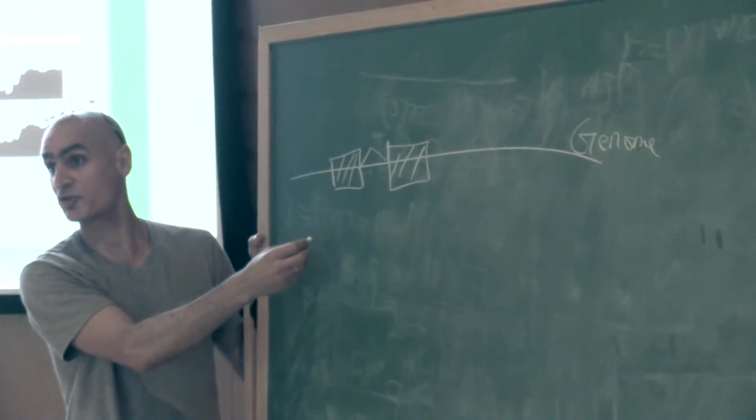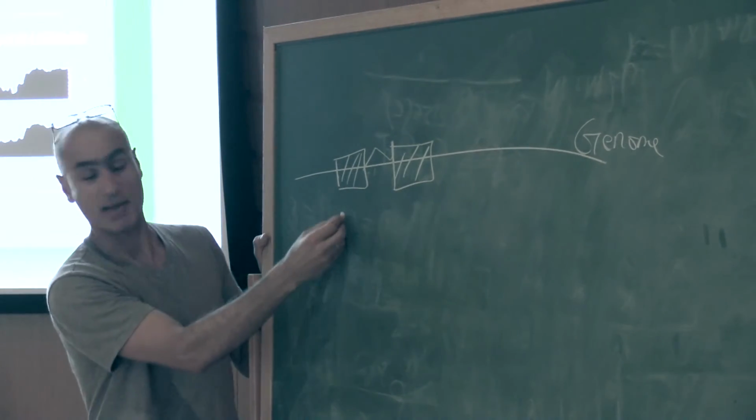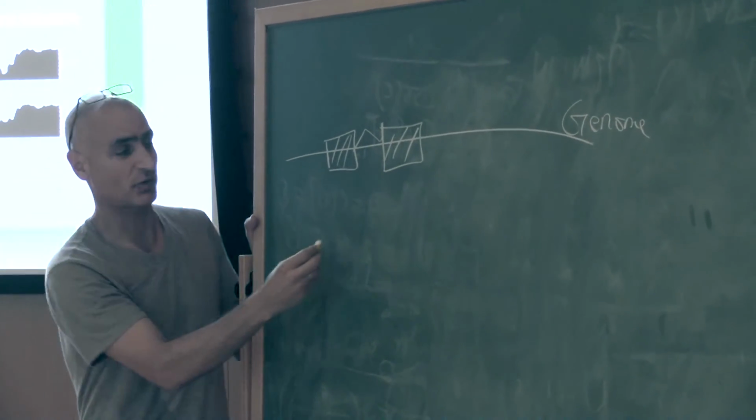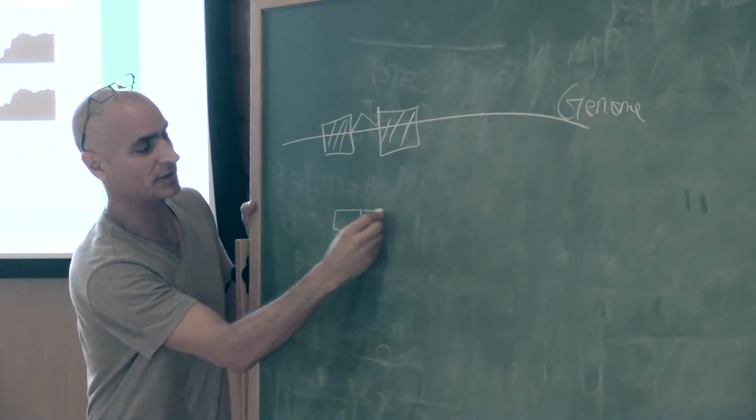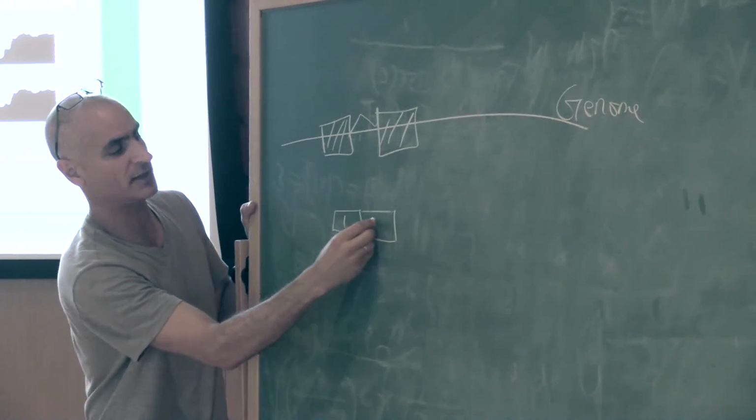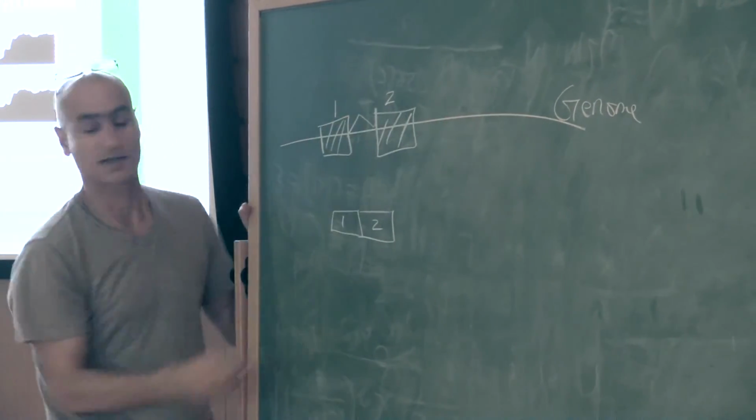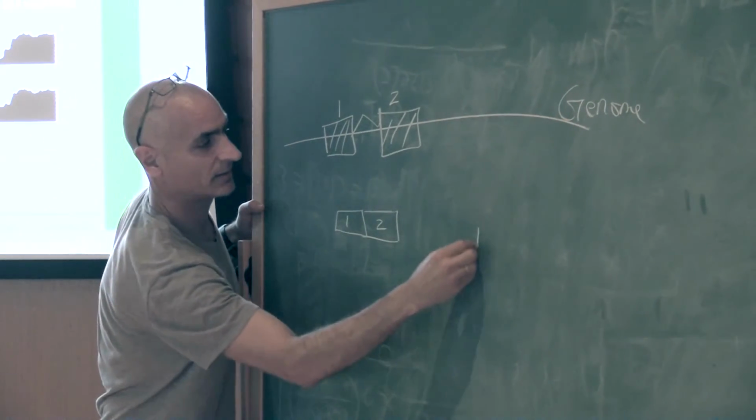When this is transcribed, these exons are going to be made into RNA and they're going to be spliced together. So what it's going to look like in your RNA is essentially this: here's exon 1, here's exon 2. This is 1, this is 2. So this is your RNA.